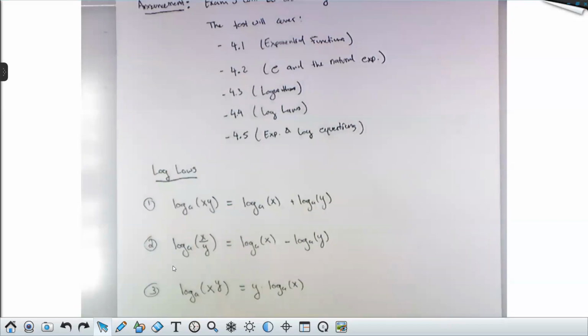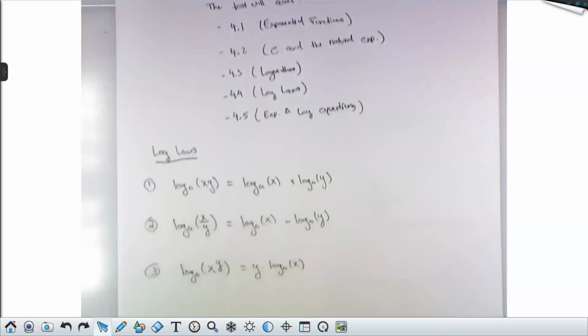So exponentials, remember, a to the x all to the y is a to the x times y. So powers outside become multiples inside. And here for logarithms, it's kind of the exact opposite. Powers inside become multiples outside. So each one of these corresponds really nicely to an exponent rule.